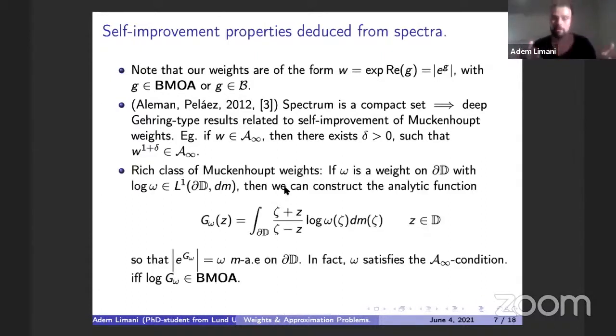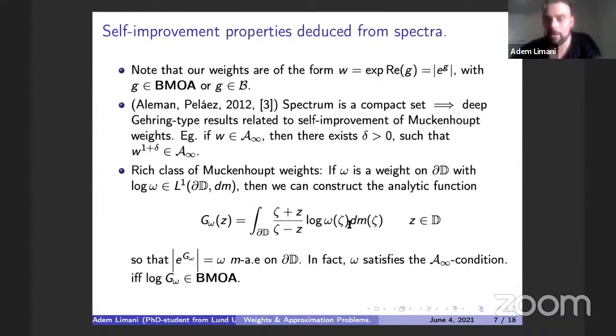And indeed, in the Muckenhoupt setting, this is quite general. As long as the weight is log integrable, we can form the outer function which has modulus equal to w, and then the weight is A infinity if and only if the logarithm belongs to the analytic BMO. So this means that many weights are indeed of the form studied above, at least in the Makarov setting. This was really a shock when I first read about it. So this was a very cool result by Pelayo and Olleman.